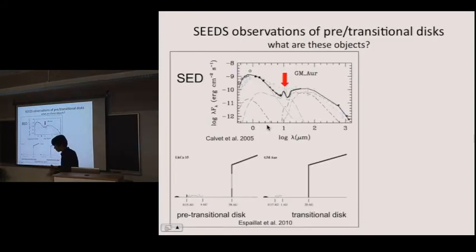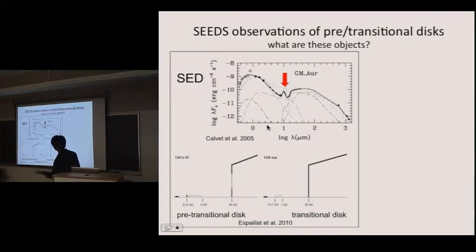In the first half of the SEEDS project, we concentrated on the so-called transitional and pre-transitional disks. So what are these objects? Here I'm showing you the typical SED for one of these objects, GM Aur. The black solid line here is the SED of GM Aur, and there is a dashed line showing the median Taurus SED, which presumably represents a full disk, with dust extending from the sublimation radius of about 0.1 AU all the way up to tens or hundreds of AU.